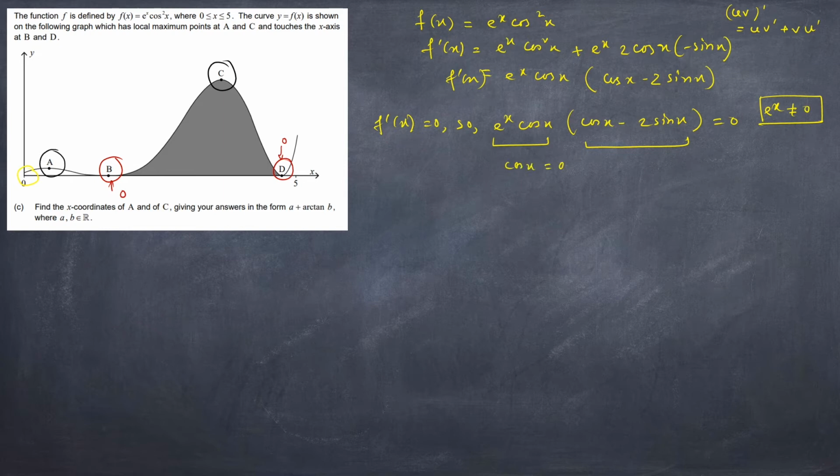Now if cos x equals 0, we are getting these points only, B and D, because at that particular point, if cos x is 0, the function will be 0. So that's why these are the points B and D, or the minimum points, because at this particular point we are getting the minimum values of the function. So ultimately the answer will come from cos x minus 2 sin x at this point.